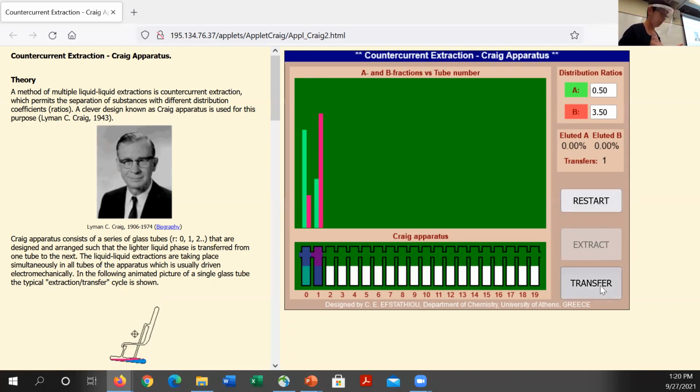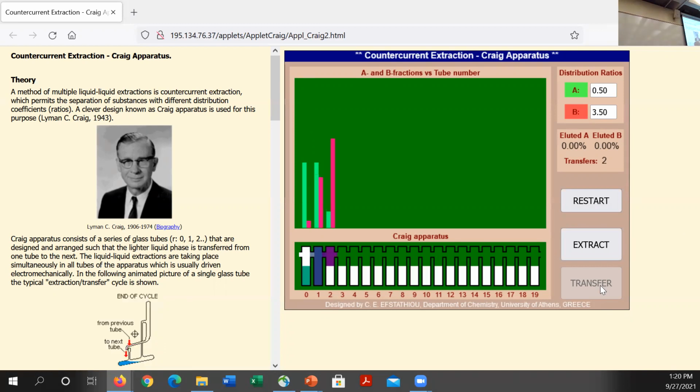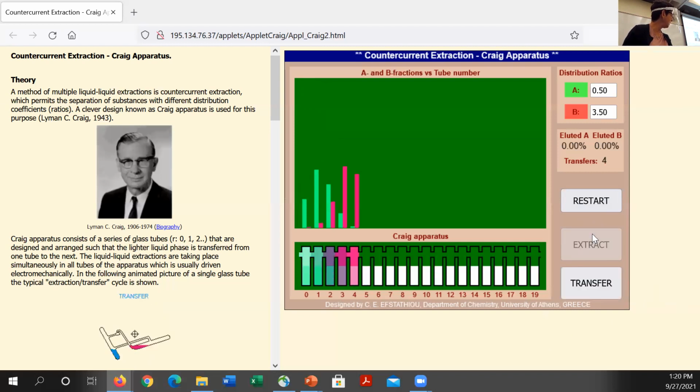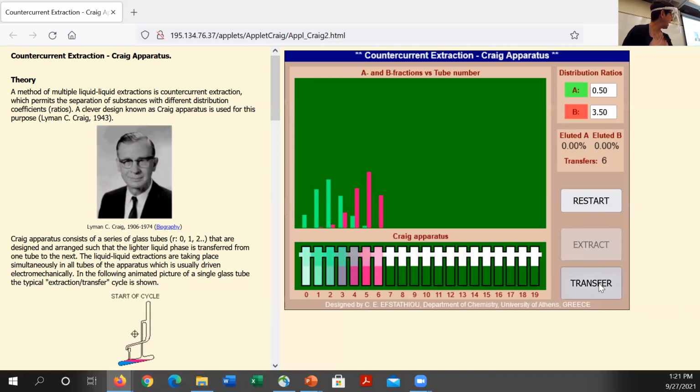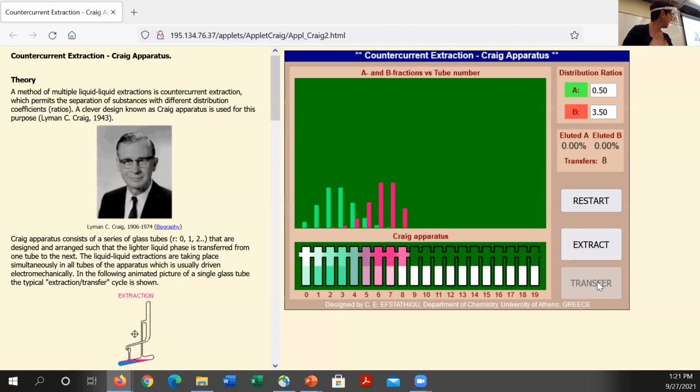and transfer. So what we're seeing here is your solvent. I don't know why it's red over here and pink over there, but anyway, your B is moving more and the green is retained in your stationary phase more. So I'm going to do this multiple times. Extract, transfer. And you can see what's happening. Slowly, they're going to be separated. Extract, transfer. The more I do that, the better separation I'm getting.